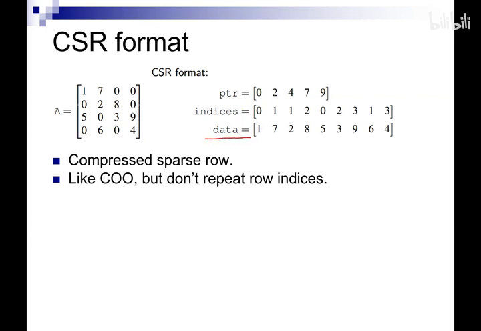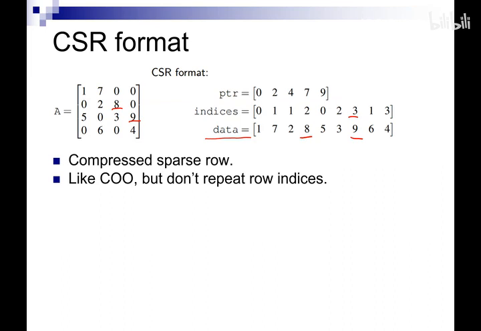For example, the data array just represents the non-zeros in A, the non-zero values. And the indices represent the columns where these non-zeros occur. So the 8 occurs in column 2, and the 9, which is over here, occurs in column 3, so you put a 3 over here. The usage of the data and the indices in CSR is the same as COO. The only difference is that instead of using a row array, CSR uses this thing called pointer. This pointer array tells you where the different rows start.